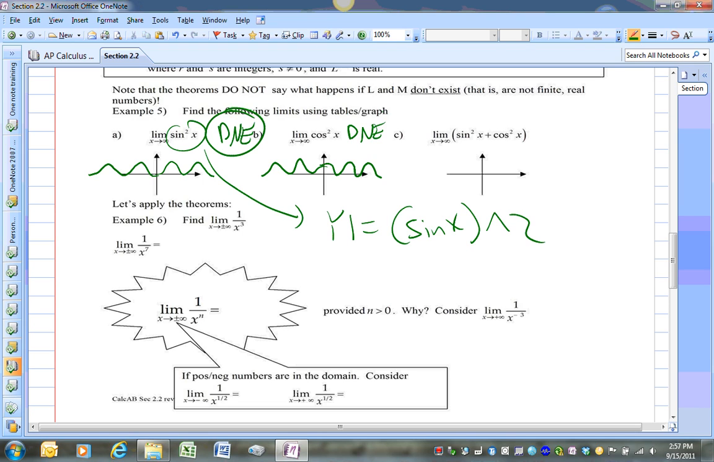However, sine squared plus cosine squared, this is interesting. If we add these two, well, we know sine squared plus cosine squared is what? 1. So it's interesting you notice that parts A and B are D and E separately, but when we add those two limits together, actually, this will get us a limit. So again, those theorems don't tell us what happens if L and M don't exist. But if we do add those two functions, we still get a limit. And of course, you plug infinity into a constant function, it's still going to be 1.